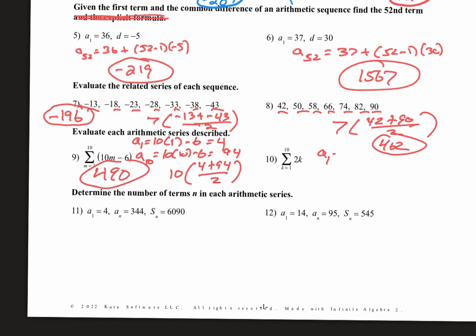First term is equal to 2 times 1, which is 2. 10th term is 2 times 10, which is 20. So we've got 2 plus 20 divided by 2, and then that's times 10, because that's our number of terms. So 2 plus 20 divided by 2 times 10, 110.